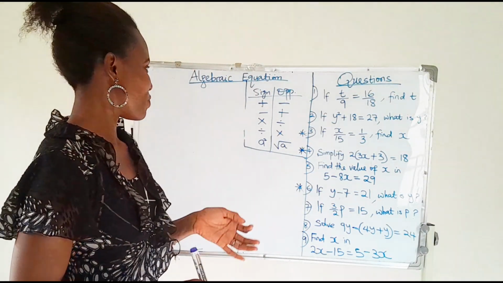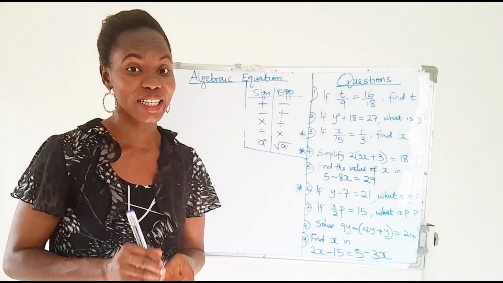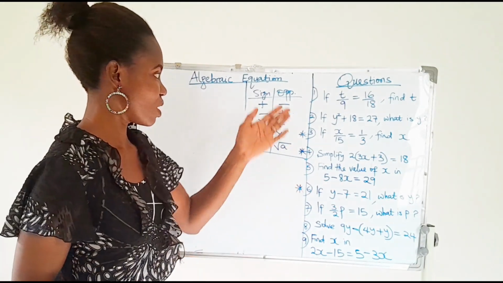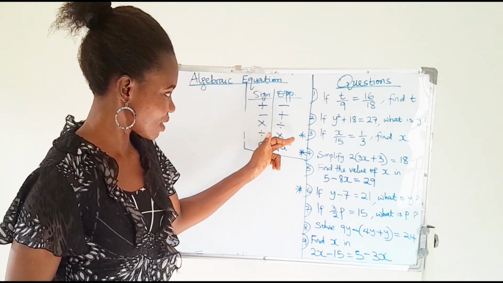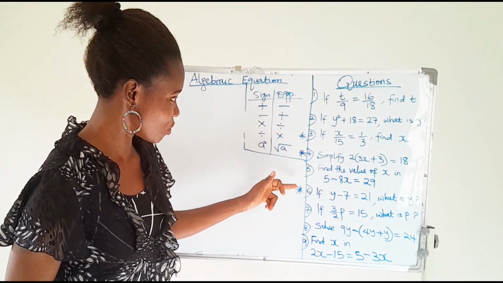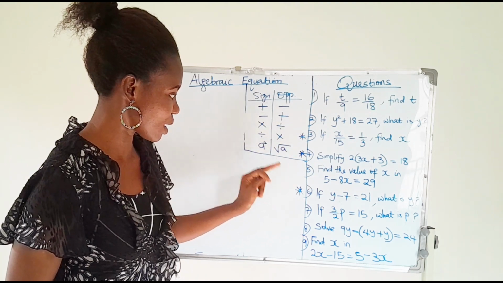Alright, in this video we'll be looking at algebraic equation, and as usual we have some past questions here. There are 9, and I have 3. You'll be solving number 3, 4 and 6.